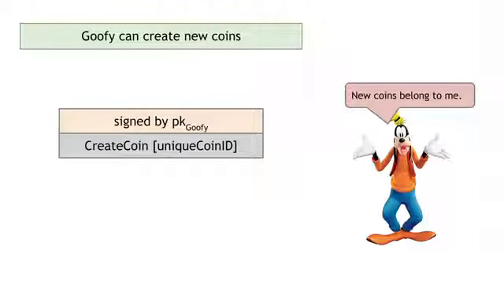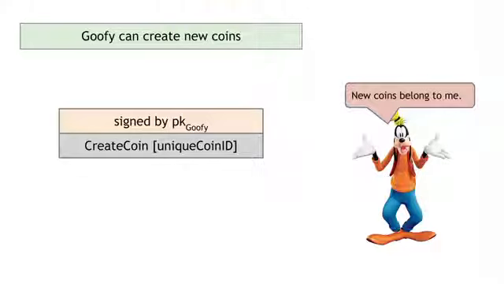There are just a couple of rules of Goofy Coin. The first rule is that Goofy can create new coins. Goofy can make a new coin whenever he wants, and when he makes a new coin, it belongs to him. So when Goofy makes a coin, it's represented by a data structure like this.